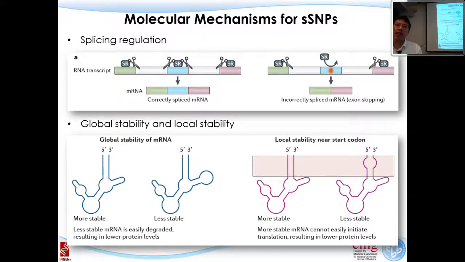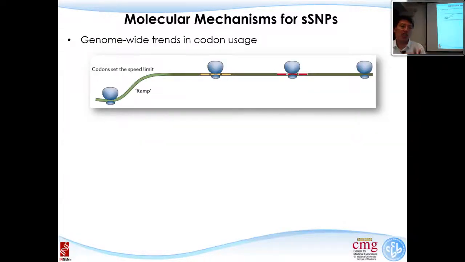But the point is there are many different ways those SNPs can impact splicing regulation, translational initiation, and RNA stability. This is another one, on codon usage. A couple of years ago there was a Science paper talking about this. Basically, these two codons encode exactly the same amino acid.